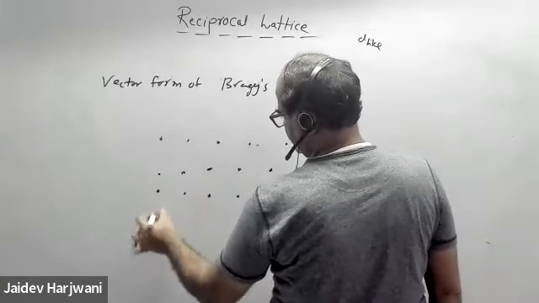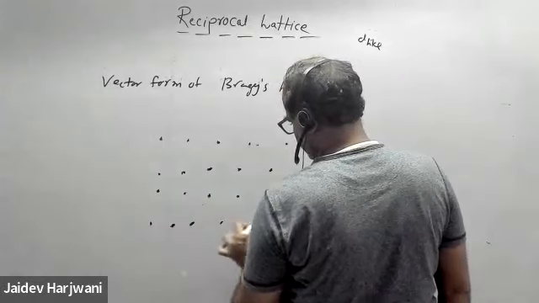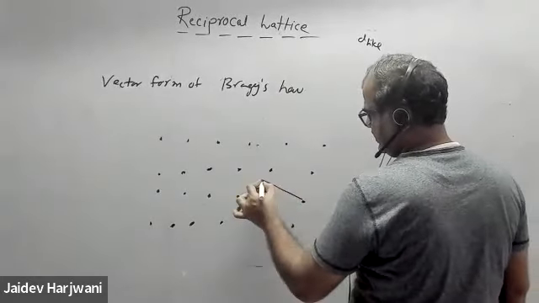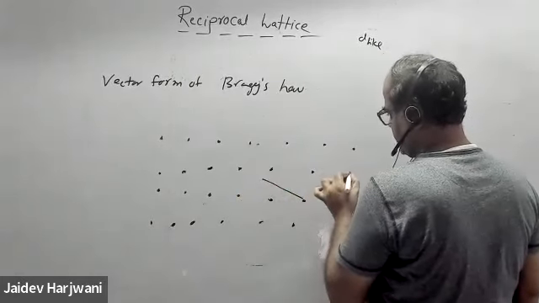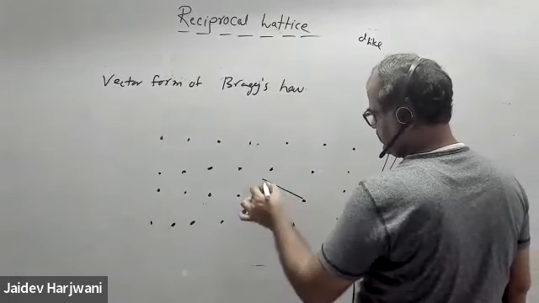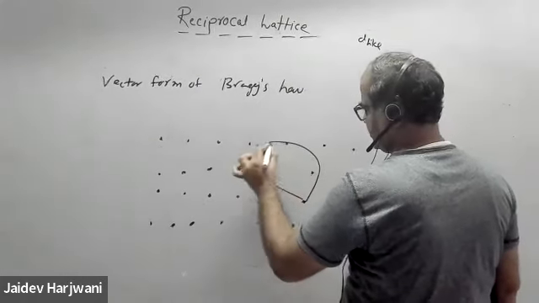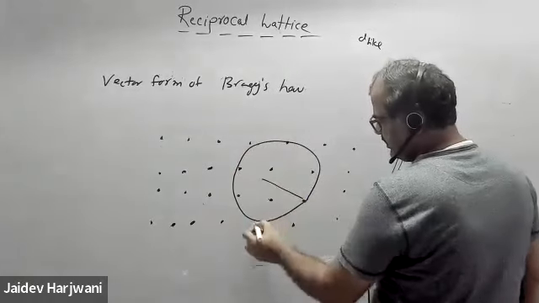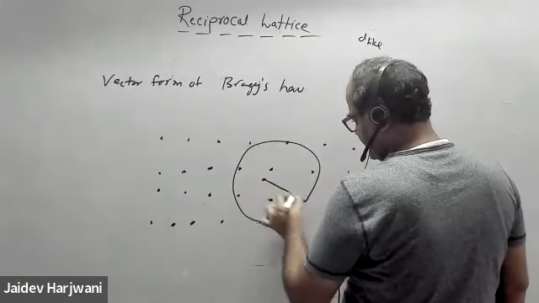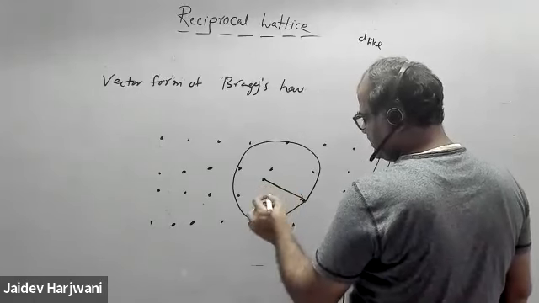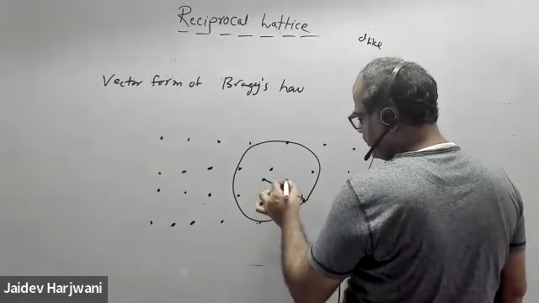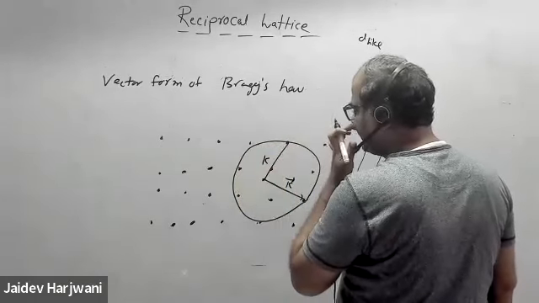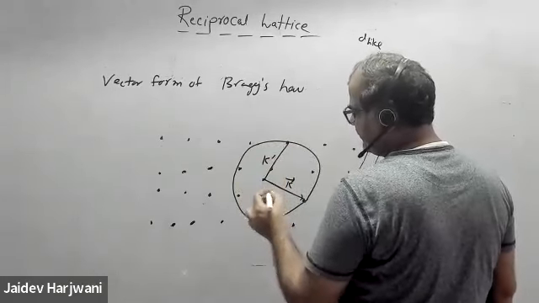Okay, these are my lattice points. Now I have drawn a sphere which is touching some point. More than one point it can also touch. Now I told you that this is my incident X-ray, which I am representing by K. And this is my diffracted X-ray, whose wave vector is K dash.